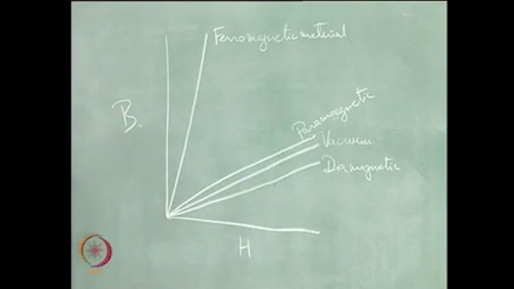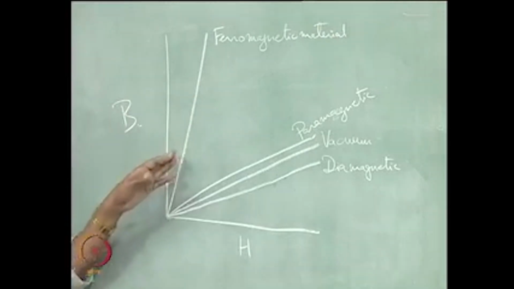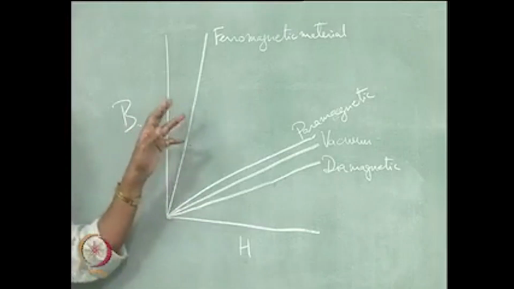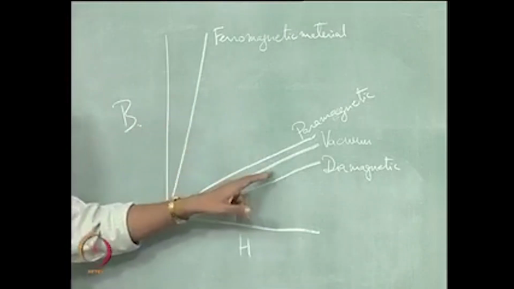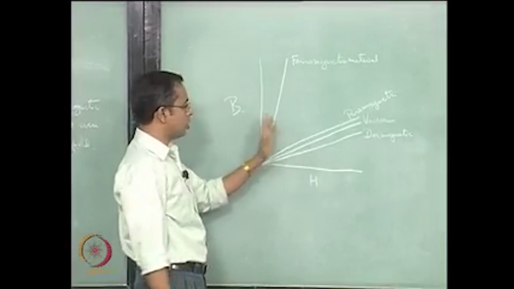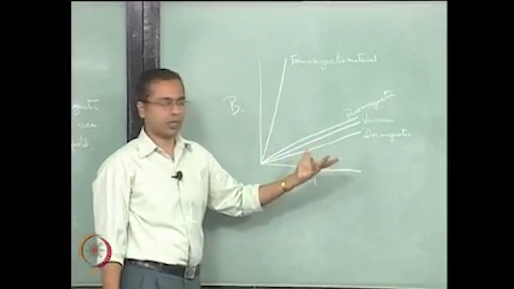Okay, a ferromagnetic material would look like this. This means that even for small H you are getting a very large B, and that is why it is much larger than the vacuum's contribution. This is not even really drawn to scale, it is simply drawn as a schematic to convey the idea to you.